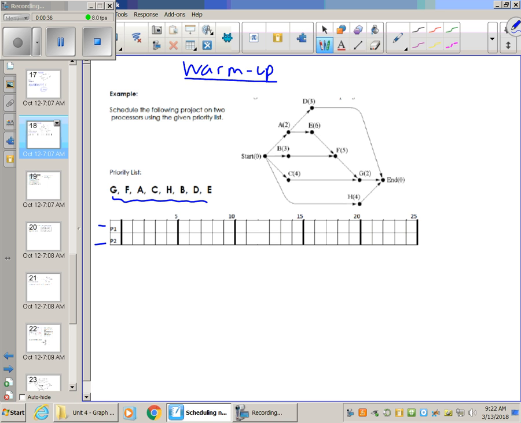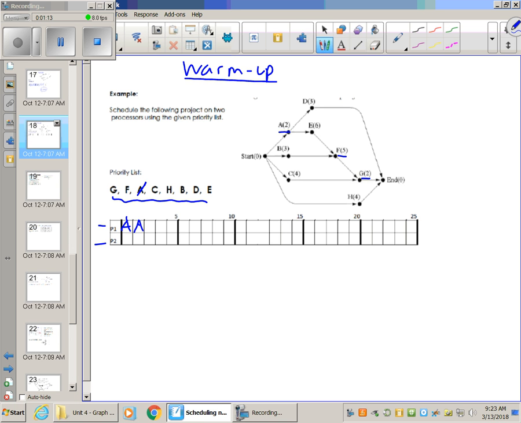Okay, so again, let's start on the priority list. The one we want to do first is G. So you look and see if G is ready. G's all the way over here. It has a lot of prerequisites, so we're going to skip it, and we're going to look at F. Is F ready? Well, no, F's not ready either. So we move on to A. Is A ready? Yes, A is ready. It's being pointed to from the start. I can go ahead and start with that. So let's go ahead and put A in processor 1 with a processing time of 2. So we're good there.